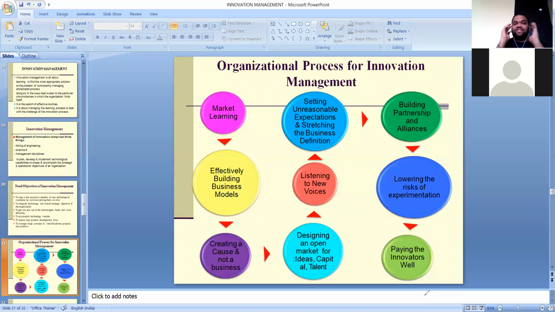Okay, whatever the business we have, for that we are going to stretch the business definition. After this, the next step is building partnerships and alliances. What do you mean by partnership? It's a combination, a partnership with other people. And alliances, it's creating a union, creating for mutual benefits.